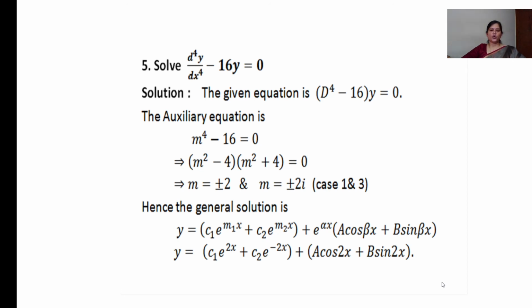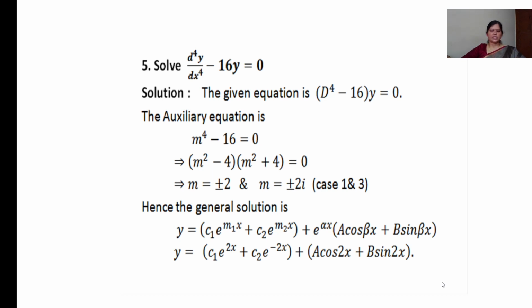See, here we have 4 values for m because the given equation is a 4th order differential equation. So whenever the third order is there, we will get 3 values. Whenever the differential equation is second order, we will get 2 values for m. Here we have a 4th order differential equation, that's why we are getting 4 values for m. So the 4 values are 2, −2, and ±2i. So now we have 4 values, we have to consider them separately.